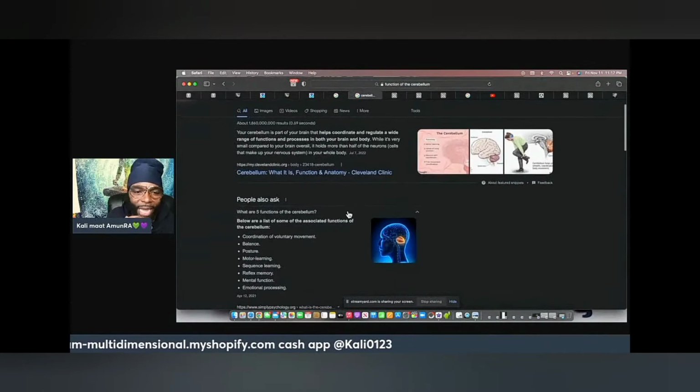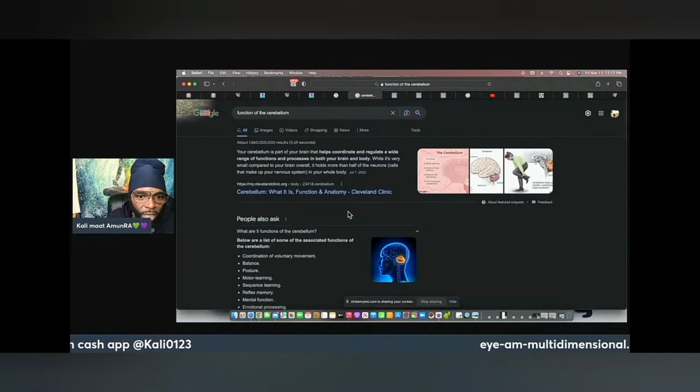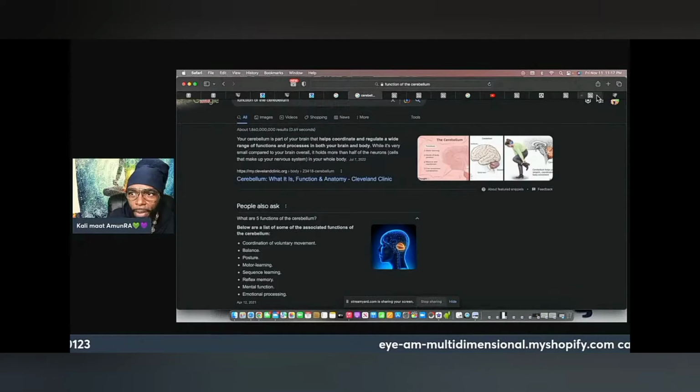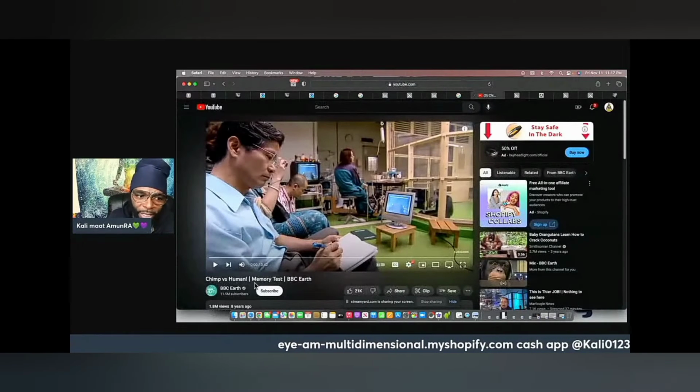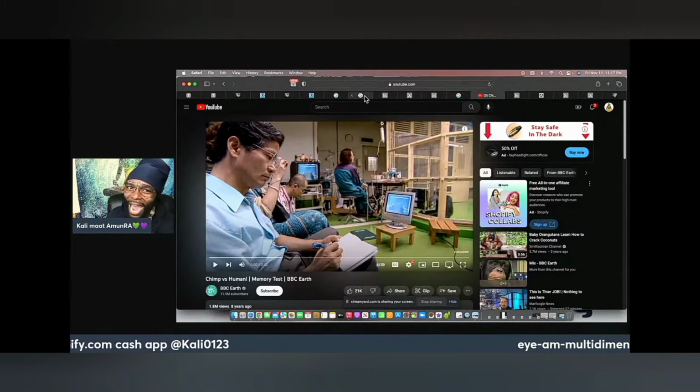First of all, I did this yesterday, and I just want to go over this real fast because I'm going to do this again when I go live, and I'm going to load up. I'm going into the brain. Chimps versus human memory test. You ain't gotta worry about it, baby. Kalai lining his ducks up in a row.